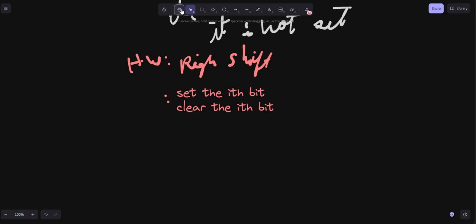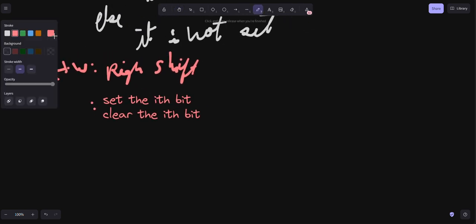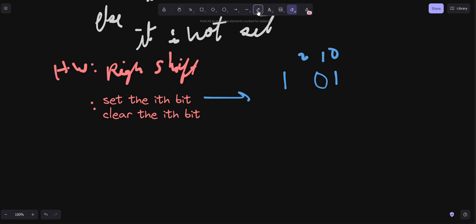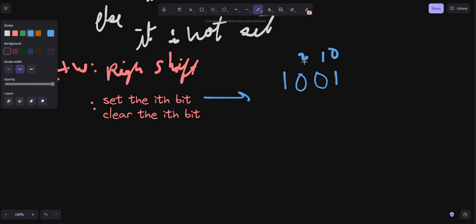Let's say in the set operation we have 1101, and you need to go to the second bit. You need to set the ith bit. Let's say that this bit is 0. Set basically means you need to make 0 to 1. So to set the second bit, first you go to the second bit using simple operators, left shift or right shift, whatever you want. Then for making it 1, set means make 0 to 1. Now how can you make 0 to 1?